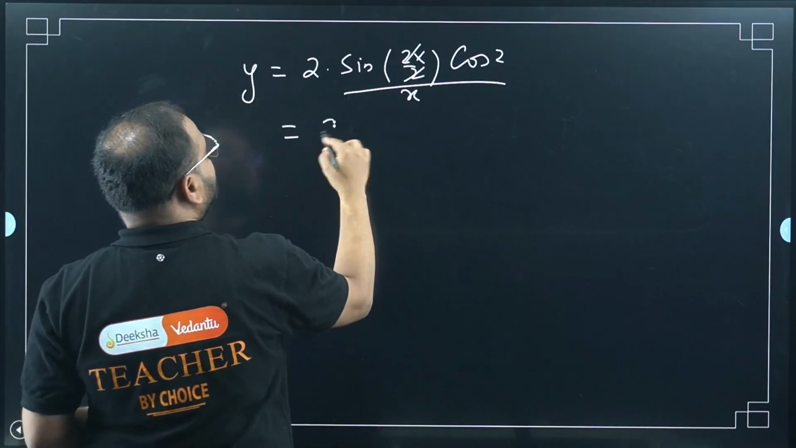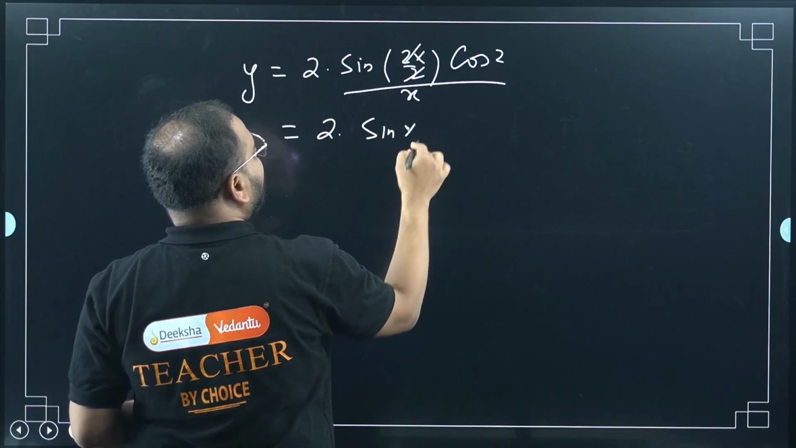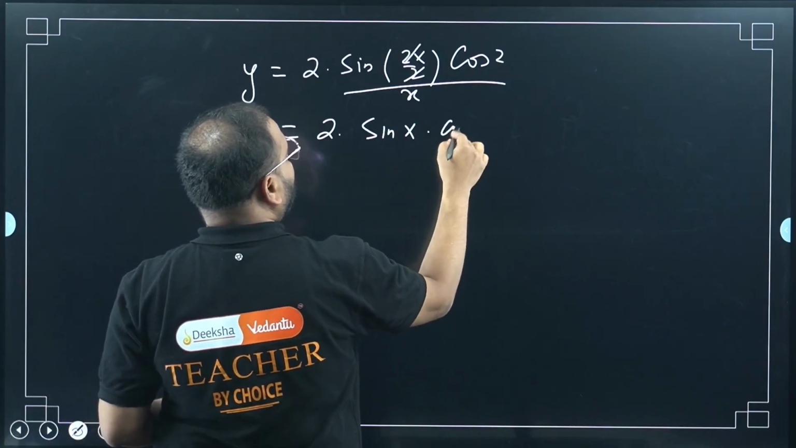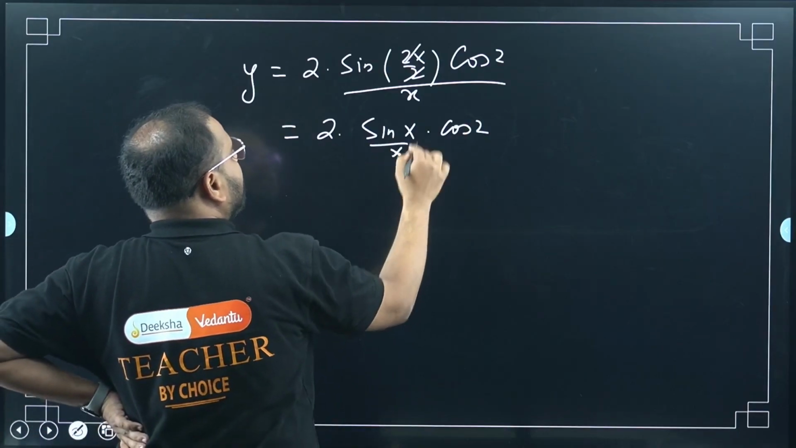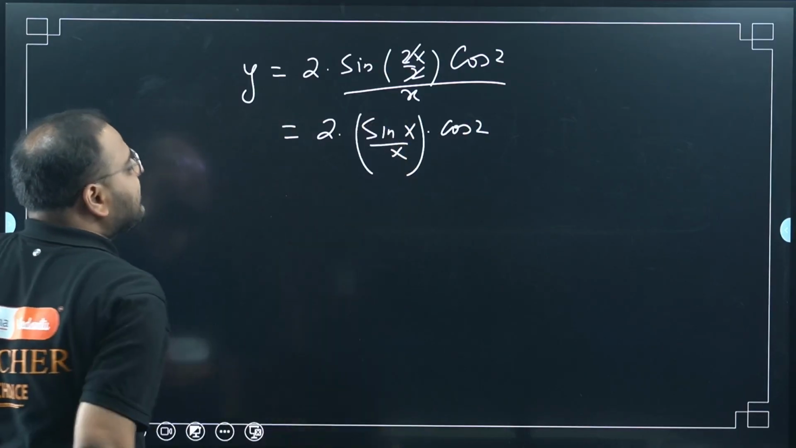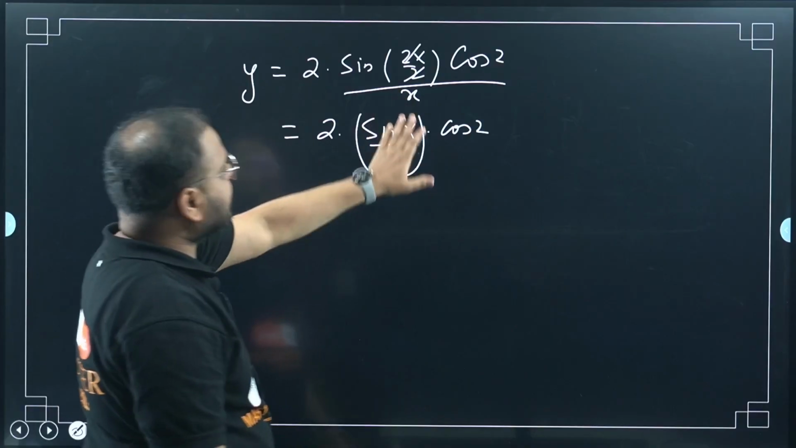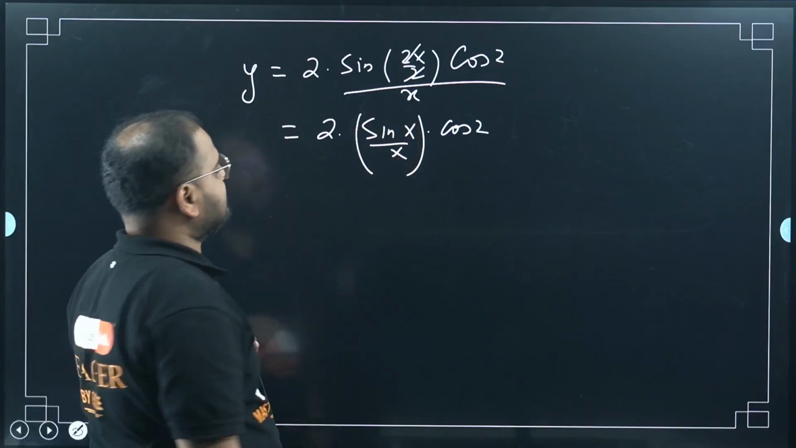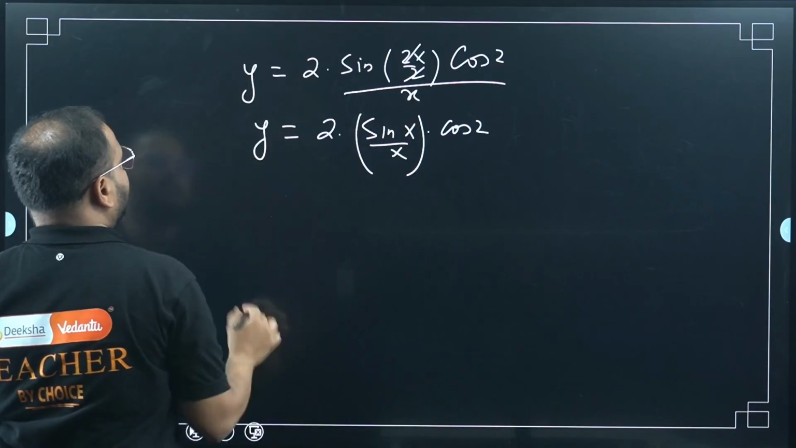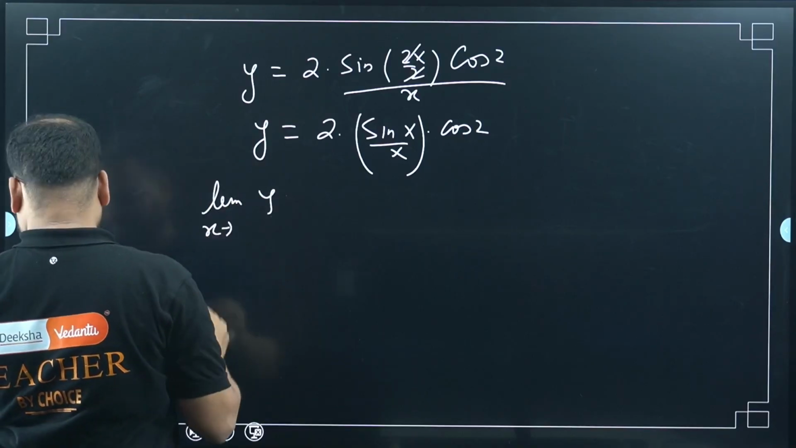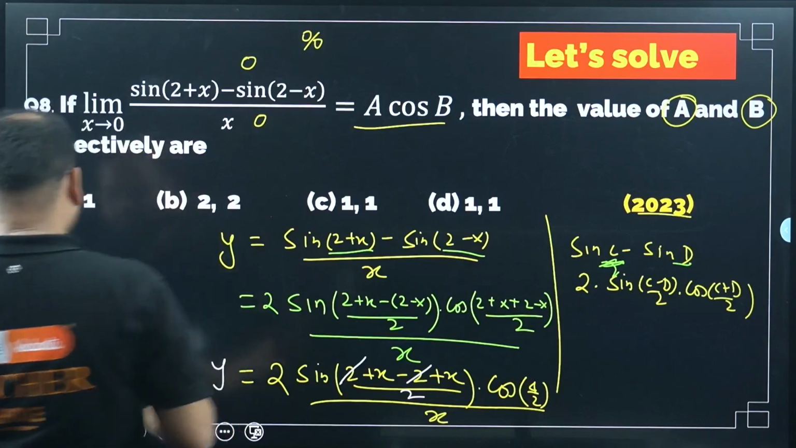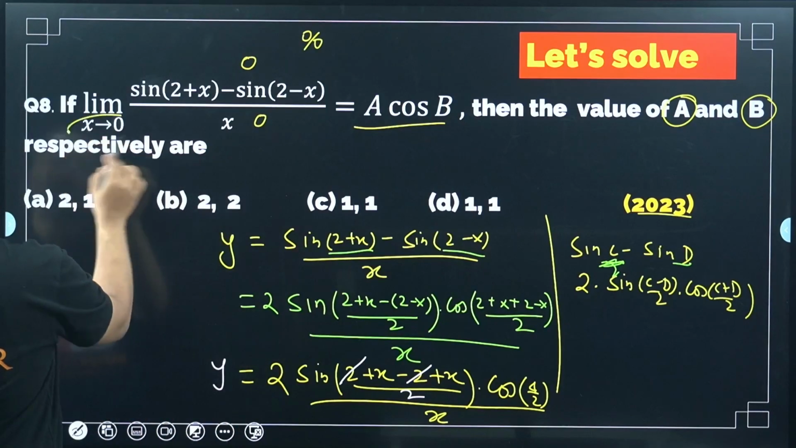What is the final answer? 2 sine x cos 2, divided by x. Now we know there's a form in trigonometry like this, so I can write x only for sine x. Now this is my function y. What are they asking? They're asking you to find limit y when x tends to what? 0. Check here, x tends to 0.